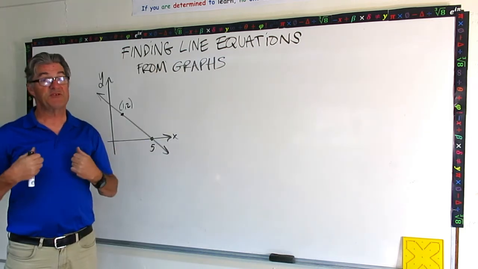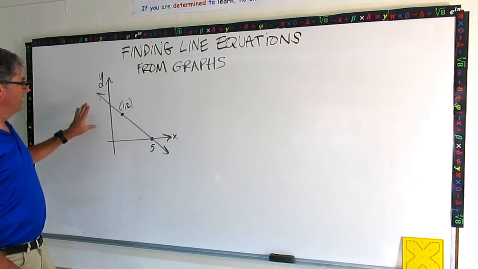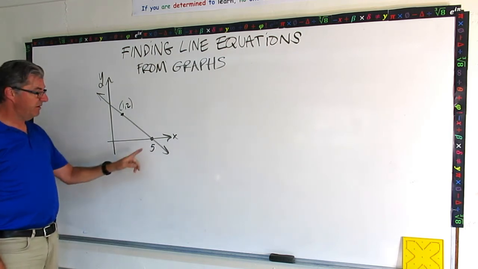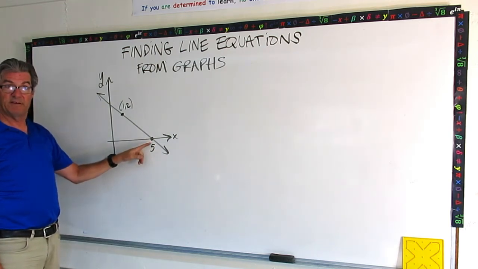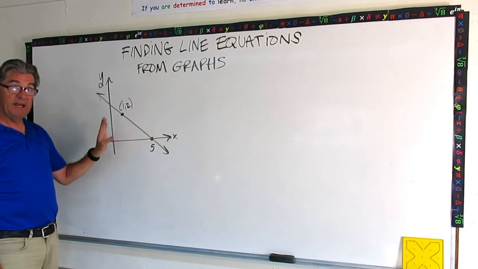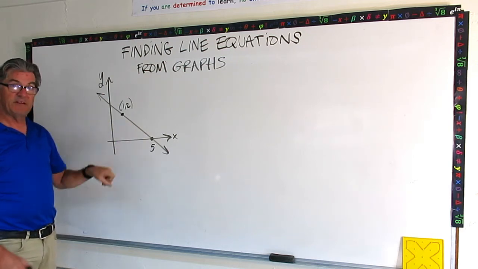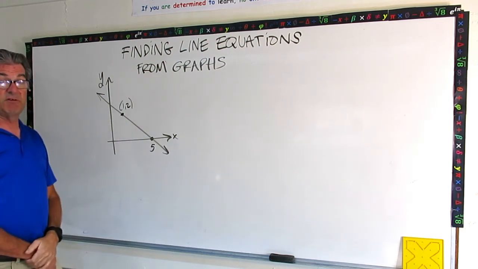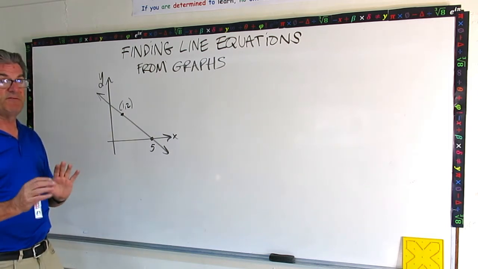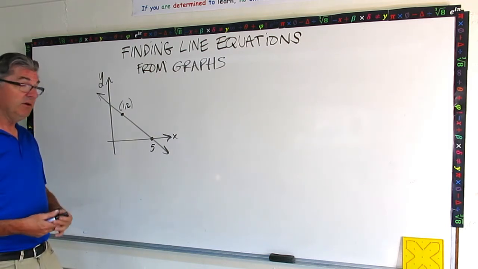Okay, one last one to try. So here's your graph. Notice how this intercept is at 5. I want you to come up with the line equation for this graph, and this time I want you to put it in general form. Not slope-intercept, but general form. So go ahead, pause the video, give this a shot.